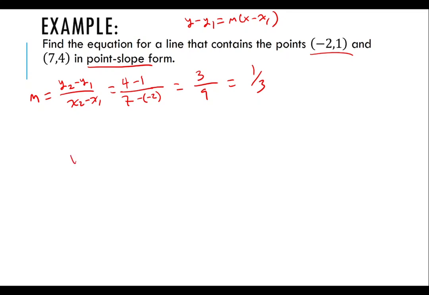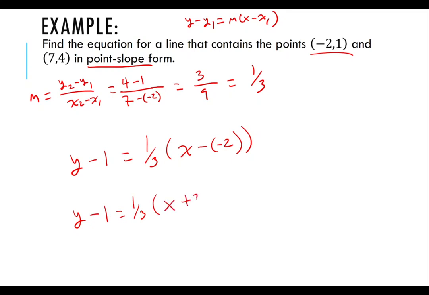And so that is y minus 1 is equal to 1/3 x minus minus 2. And the deal is that if I'm asked to give it in point slope form, technically this is correct. Now they may want you to simplify a little bit. If they want it in point slope form, y minus 1 is equal to 1/3 times x plus 2. But either way, we have found a good equation, and we found it in point-slope form.